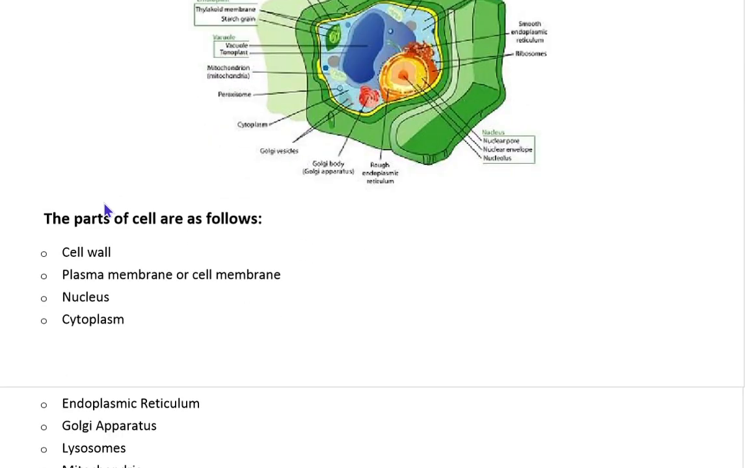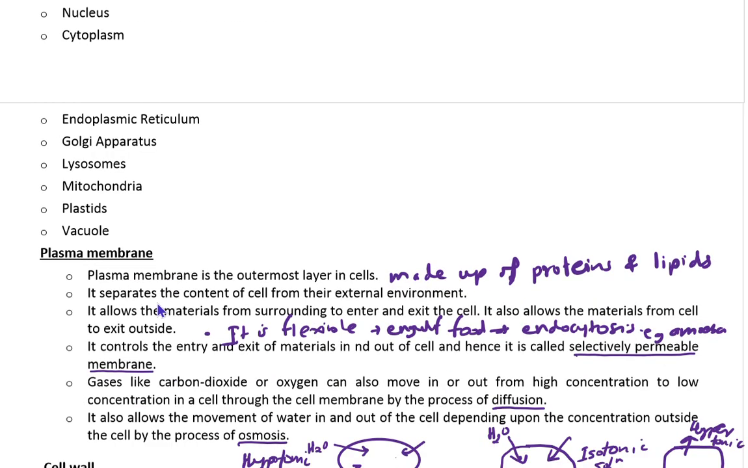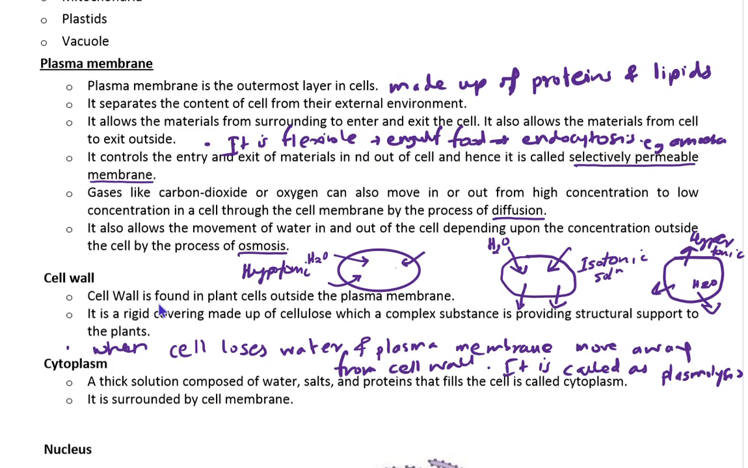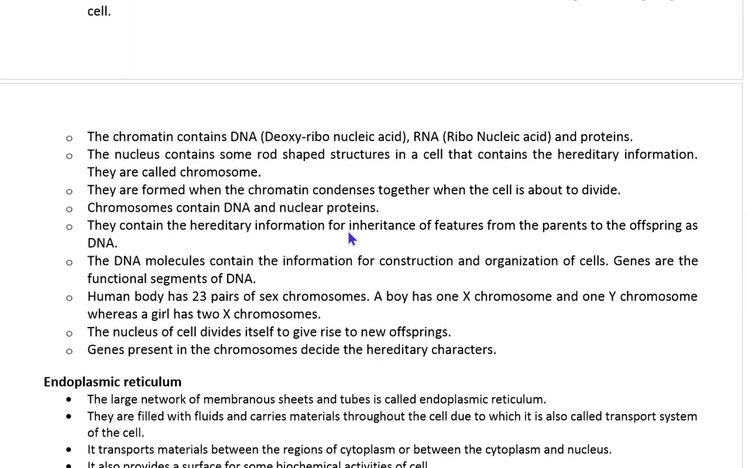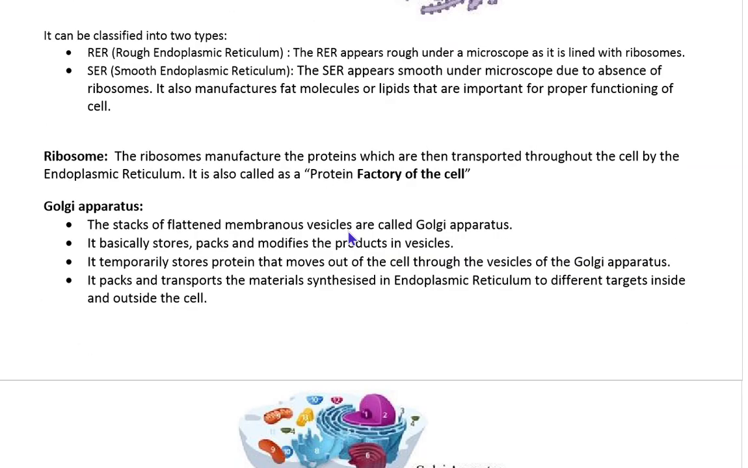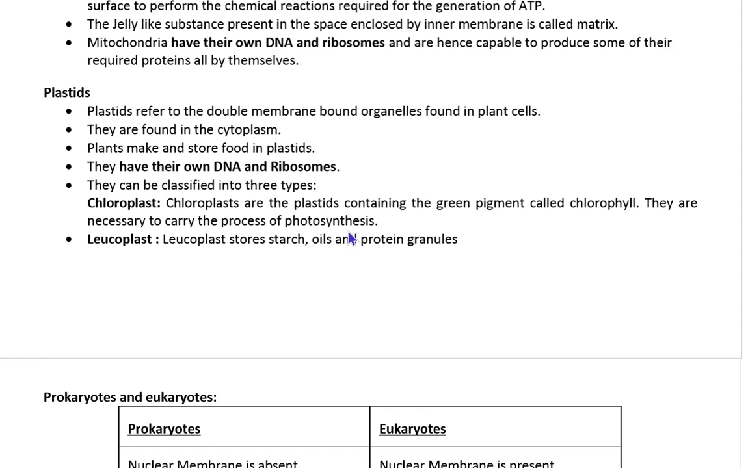Then in structure of cell, there are a few basic common parts: cell wall, plasma membrane or cell membrane, nucleus, cytoplasm, endoplasmic reticulum, Golgi apparatus, lysosomes, mitochondria, plastid and vacuoles. We discussed each of them in detail, and at last we studied about cell division. There are two types of cell division: mitosis and meiosis. So this is all about what we studied.